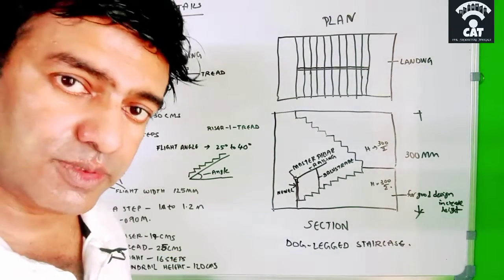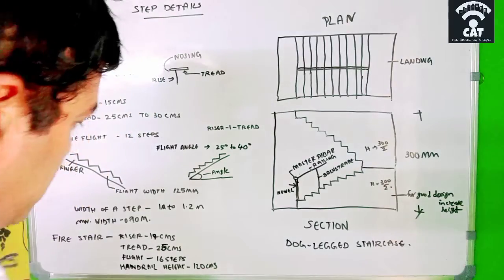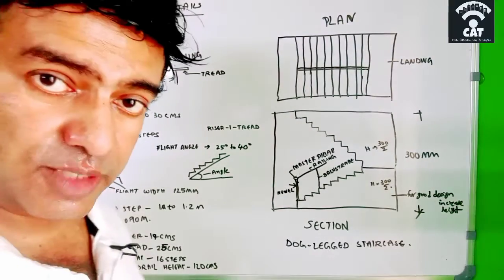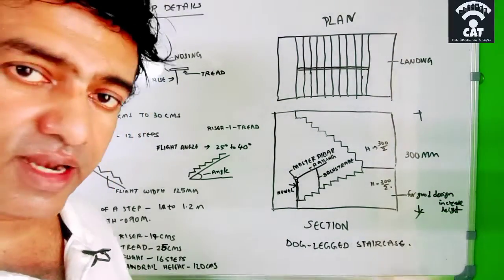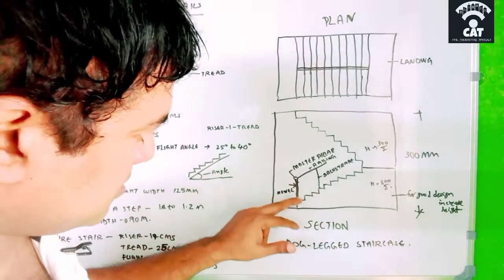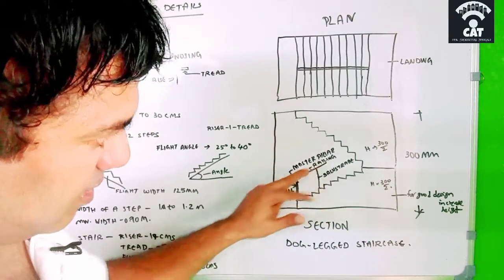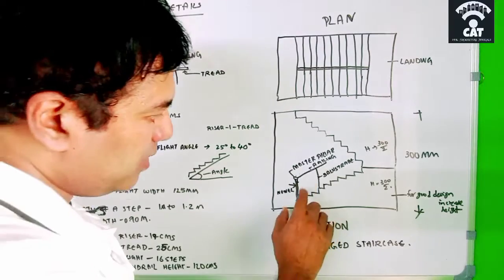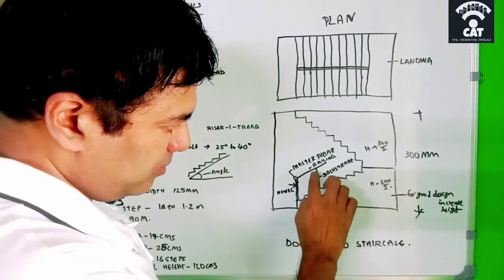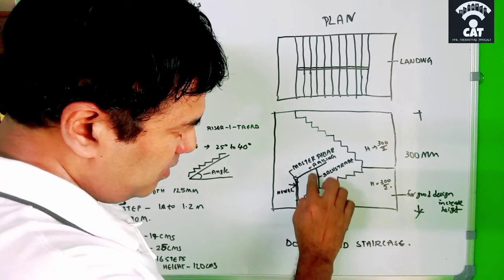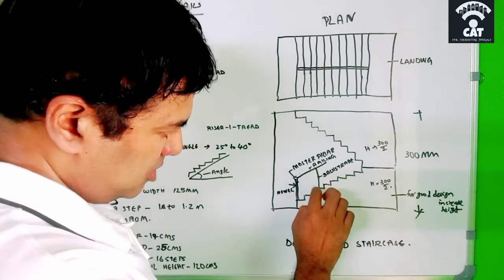Instead of giving 12 steps in a flight we can give 19 steps. And also the handrail height can be given up to 120 centimeter. Handrail is, you can see this one, handrail. Okay, for a residential building you can give up to 90 centimeter from this third level up to the rail level. It can be 90 centimeter.